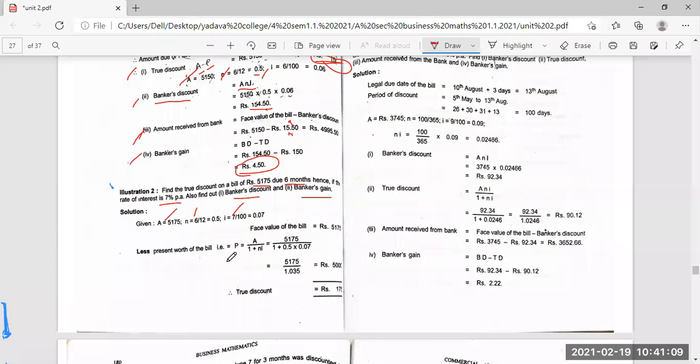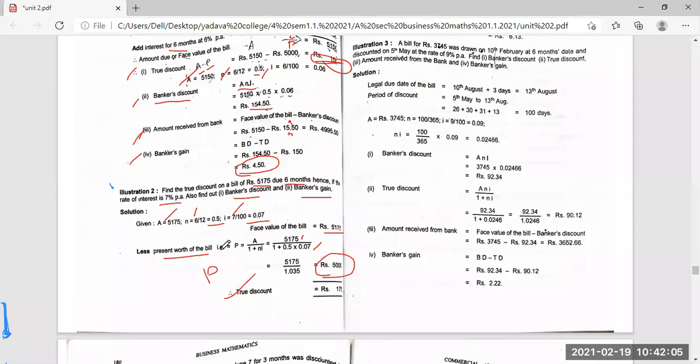Now to find our value, we find the present worth of the bill. P is equal to A divided by 1 plus NI. A is 5,175, 1 plus N which is 0.5 into I which is 0.07. After calculating, we get 5,000 as our present worth, that is P. Here they call it present worth instead of principal. Present value of the bill is 5,000. When the interest is added, it is 5,175. So true discount is 175.